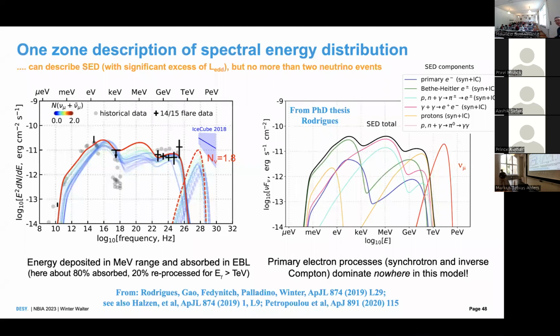It's really more like keV to MeV gamma rays, X-rays to keV to MeV gamma rays, or X-rays, depending on how you call them. And then maybe very high energy emission in the Cherenkov telescopes, if it's nearby enough, which it's typically not.